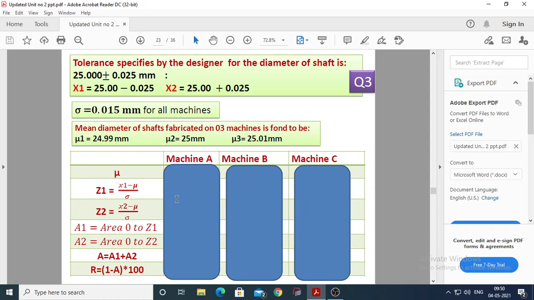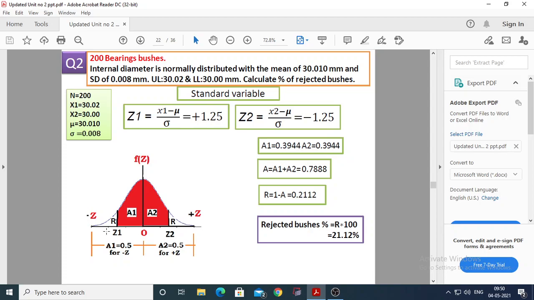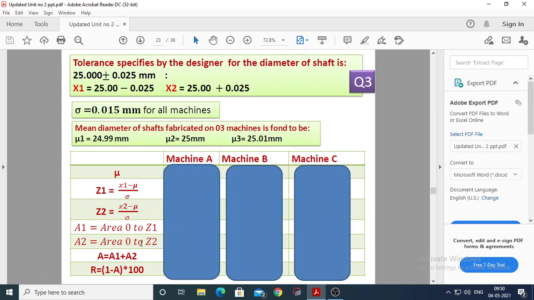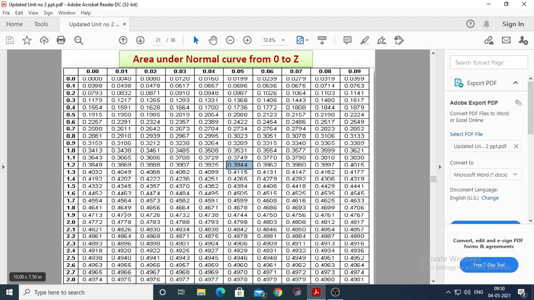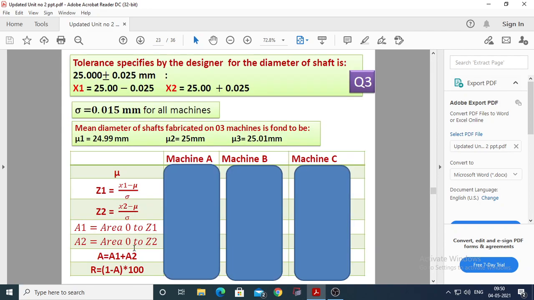Once you have found z1 and z2, calculate area 1 and area 2. What are area 1 and area 2? Area 1 is 0 to z1, as we have seen, and area 2 is 0 to z2. You will get these values with the help of the random variable and this chart. Then make the summation of area 1 and area 2, and you will get the total area.